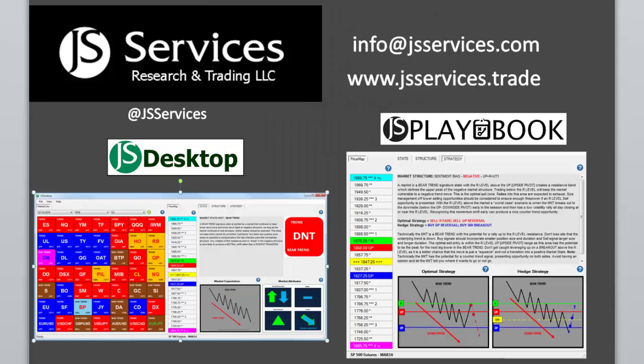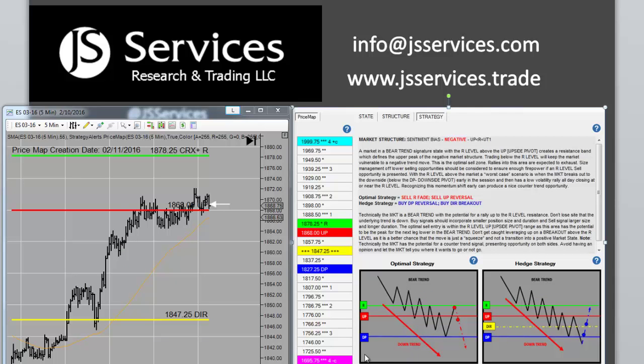Part of the JS desktop is a playbook that identifies the strategy themes that should be anticipated for a market's current state and structure. This structure can be displayed on a chart. So you can see the R level, upside pivot. This is our directional, coincides with the images. And when we view price action within market structure, we get clarity. We're able to anticipate opportunity.